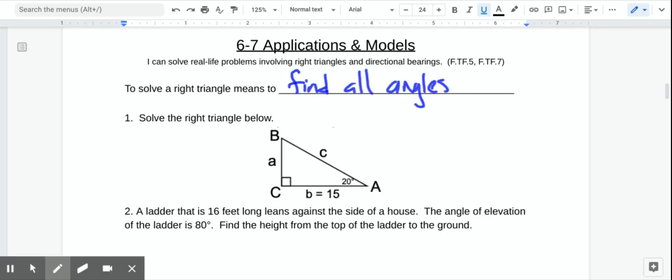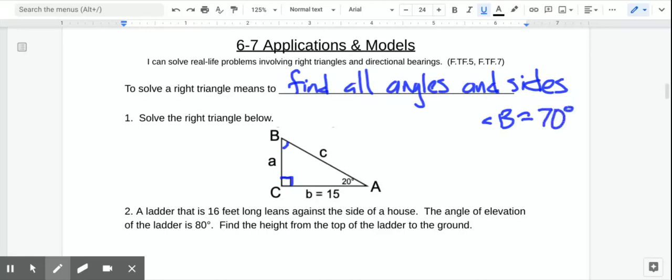Now, we can do this with a lot of different tools. We can use Pythagorean theorem. We can use the fact that all the angles add up to 180 degrees. We can use SOHCAHTOA, and we can use inverse trig functions. So here we have this triangle. We know that we have a 90-degree angle and a 20-degree angle, so angle B should be pretty easy to find. We just add up our angles and subtract from 180, so angle B is going to be 70 degrees.